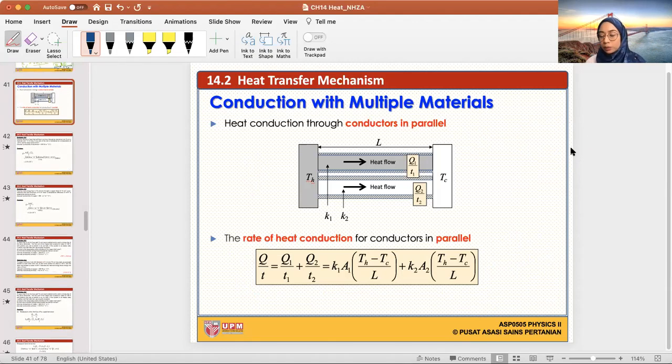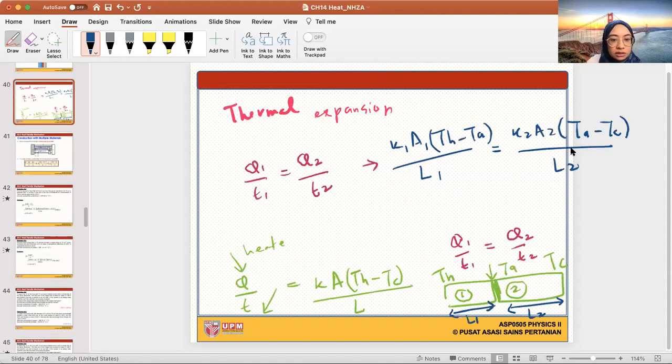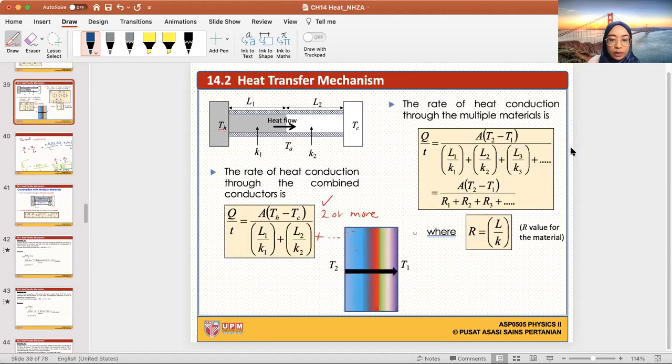We are continuing with conduction with multiple materials. We talked about conduction with multiple materials in series. Oh, sorry, there's another equation, which is when you have two or more materials. Tadi kita cakap pasal 2 in series, Q1 over T1 equals to Q2 over T2. Now we have 3 materials or more.